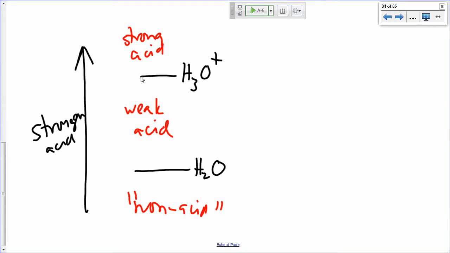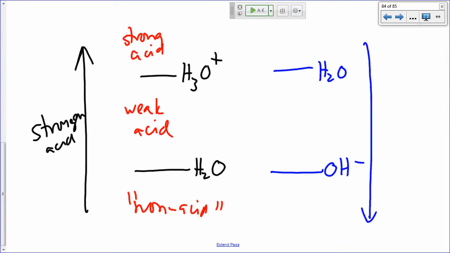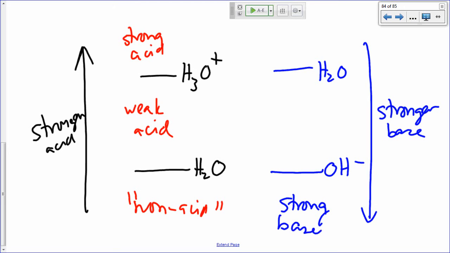Right? Conjugate base would be what? Conjugate base of water is hydroxide. And the conjugate base of hydronium is H2O. So going this way, you have stronger base, right? So here you have your strong base. Right? Here you have your weak base. And this is your non-base. Non-basic. Okay?